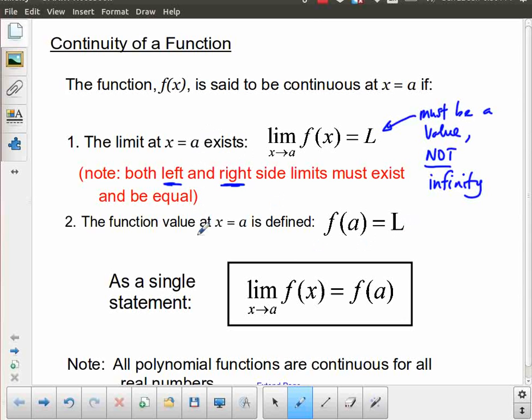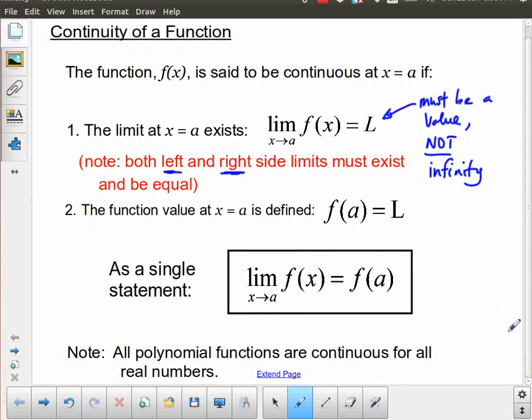These two requirements combined as a single statement look like this. So essentially what we're saying is, the limit as x approaches a of f of x has to be equal to the value of the function at a.